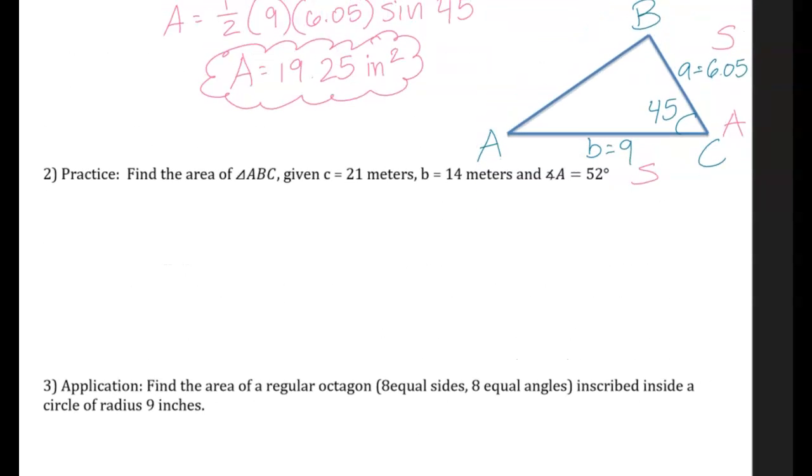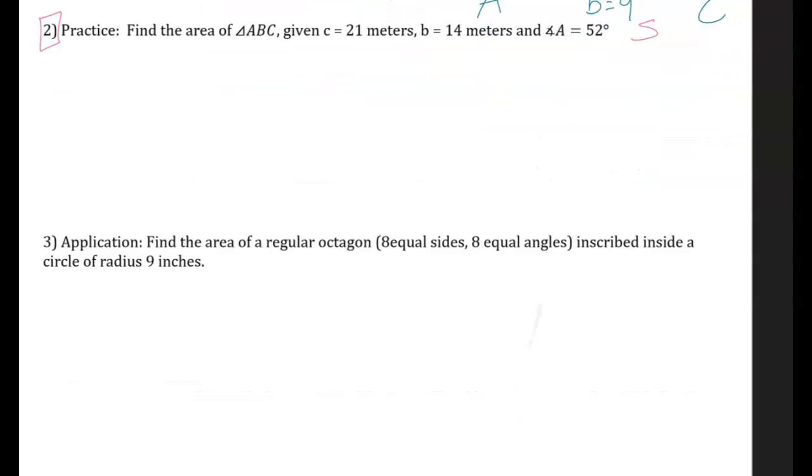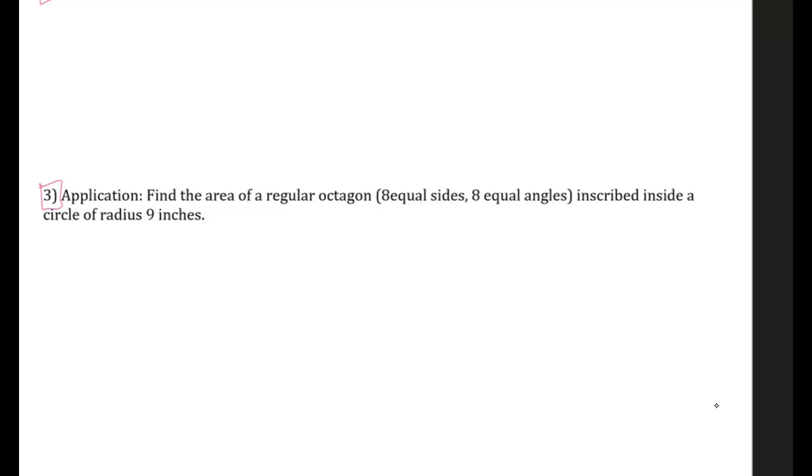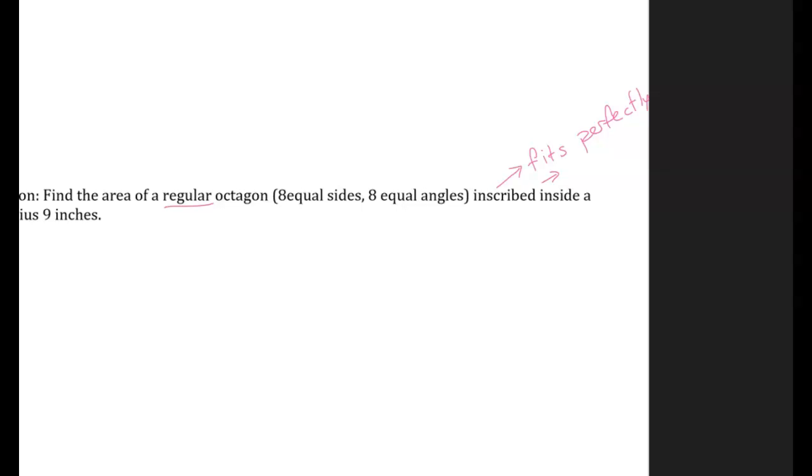I think that I'm going to skip over number 2. I'm going to skip over the practice and I'm just going to go right to the application. This problem states, find the area of a regular octagon, 8 equal sides, 8 equal angles. Whenever it says regular and then a type of polygon, it means that all sides are equal, all angles are equal. Inscribed just means it fits perfectly inside. Basically, the angles will touch the edge of the circle.